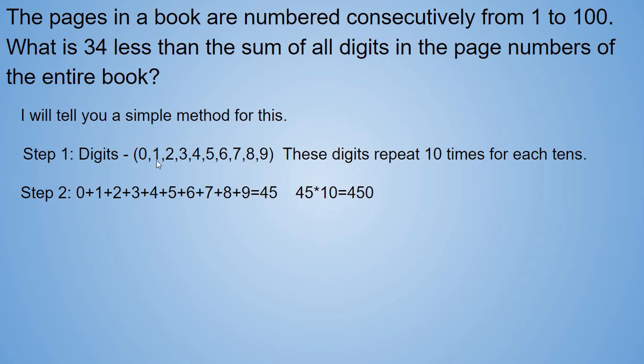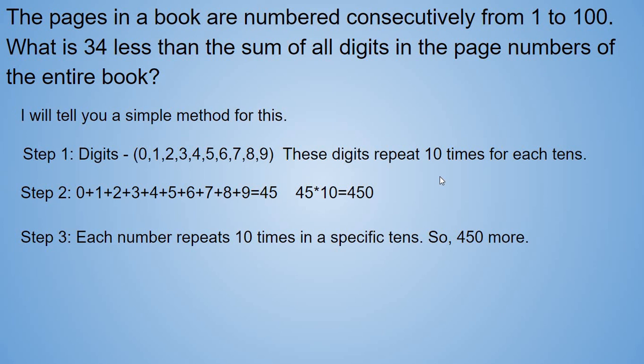So the numbers are repeating 10 times again. So now we can just do the same thing we did. That's another 450, right? So now we have 450 and 450. So that's 900. Yeah, 450 plus 450 is 900. And guess what? The answer is not 900. We did figure out all the sums of all the digits in the page numbers of the book, but not the entire book just yet. We only figured it out until 999.